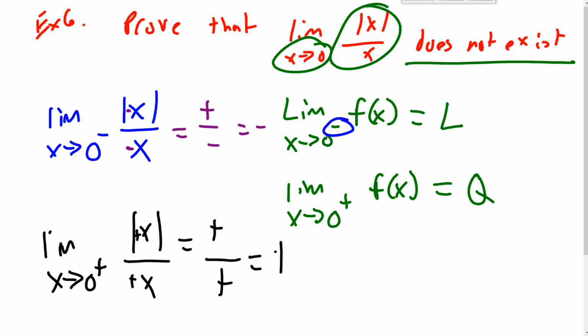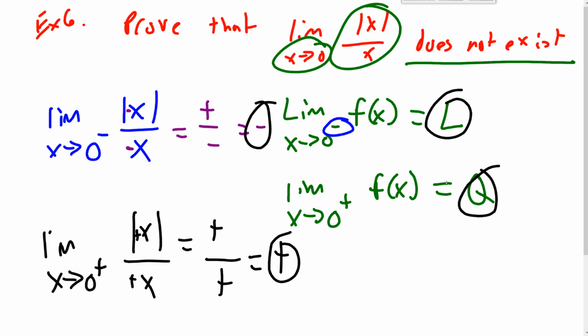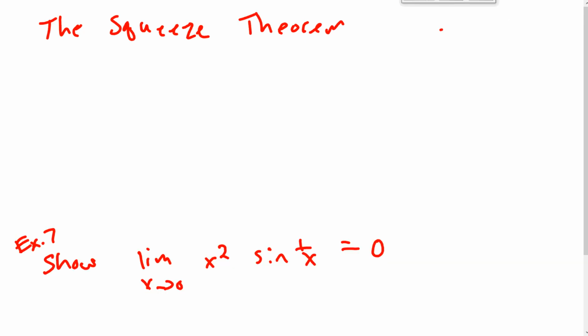And then positive divided by positive, positive. So when I come from the left, my answer is going to be negative. When I come from the right, it's going to be positive. So those are not the same. That means the overall limit does not exist. Okay, so this is where we start getting a little tricky.